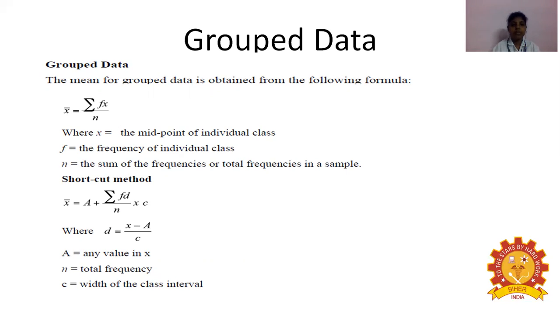First we see the shortcut method. The formula for the shortcut method is x bar equal to a plus summation fd by n into c. Here d equal to x minus a by c, a denotes any value in x, n represents total frequency, and c denotes the width of the class interval.